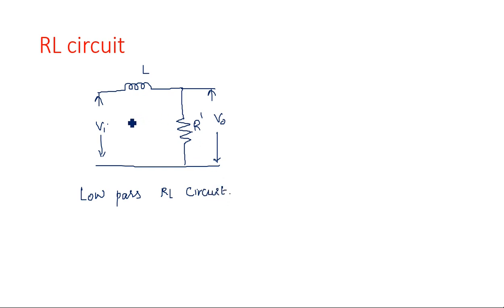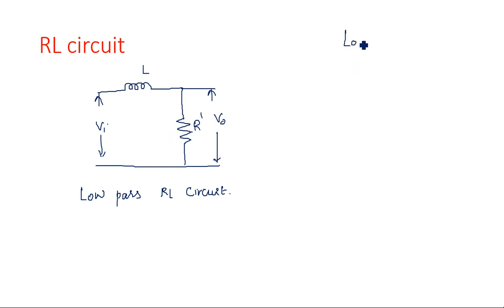Do you remember the low pass RC circuit? How is the structure, how are the components connected? In the low pass RC circuit, first a resistor followed by a capacitor, and we take the output voltage across the capacitor. But in the low pass RL circuit, we are taking the output voltage across the resistor. So simply replacing L and C is not at all sufficient. That will not give you the exact low pass RL circuit.